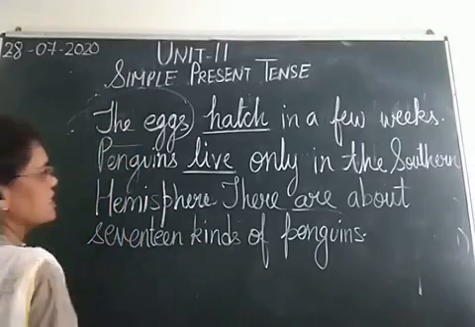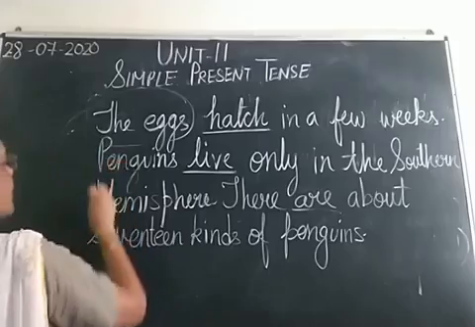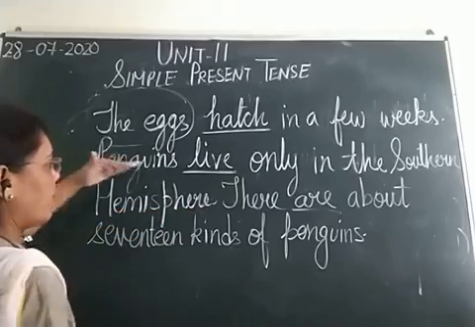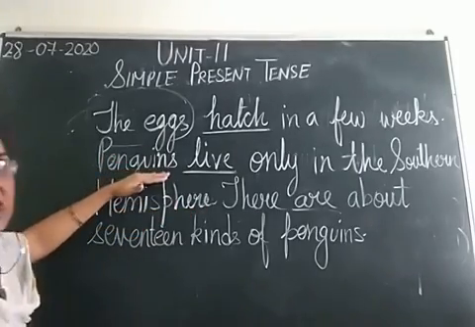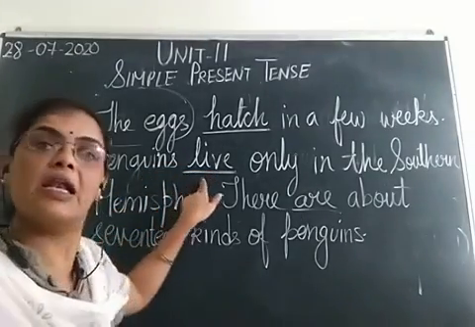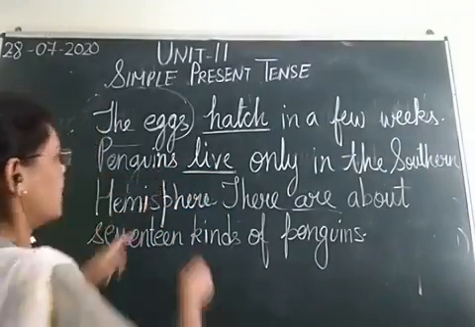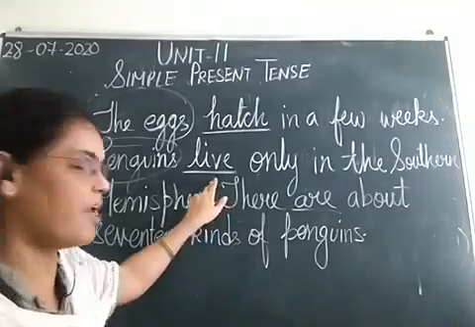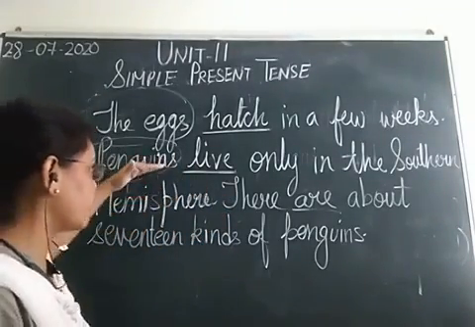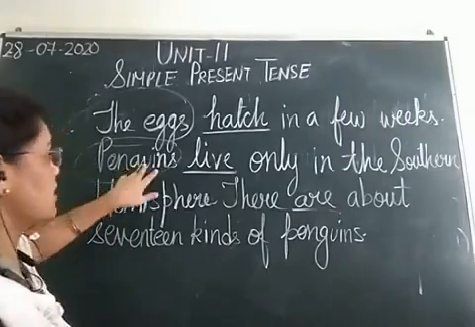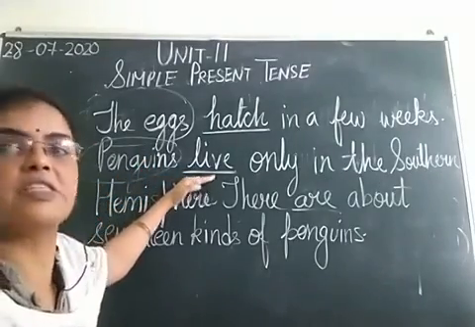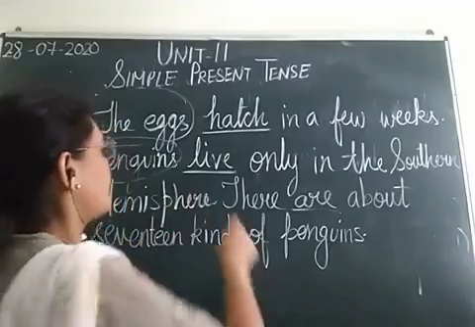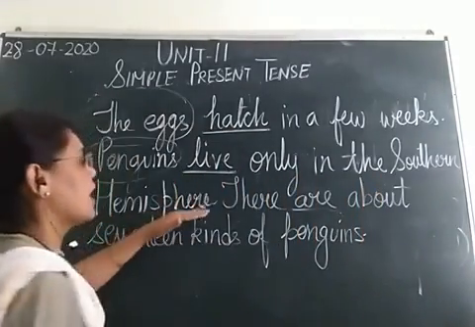Now, penguins, second sentence. Penguins, again, this is the subject, live only in the southern hemisphere. Now, if it was penguin, singular, in place of penguins, then we would have used lives here. But here penguins is plural, the subject is plural, so we have used the root form of the verb, that is live. So penguins live, whereas if over here it was penguin, then we would have used lives. So keep this in mind. With plural subjects, we use the root form of the verb. So penguins live only in the southern hemisphere.